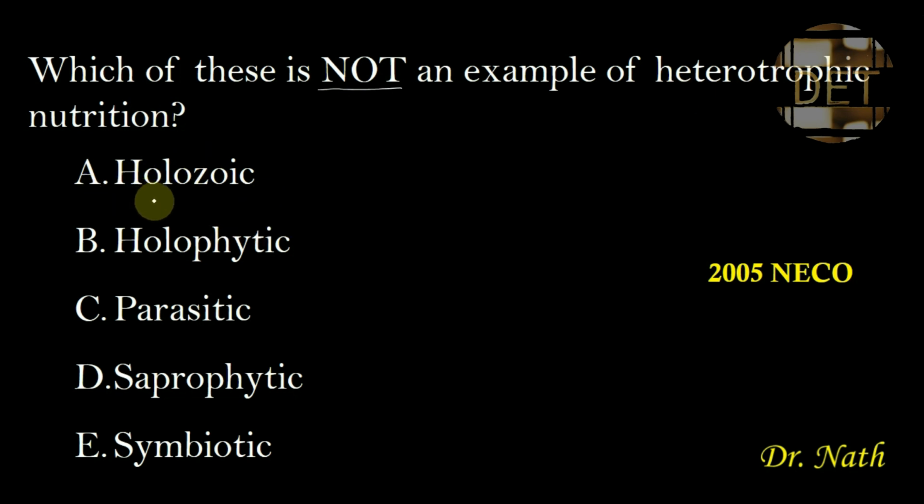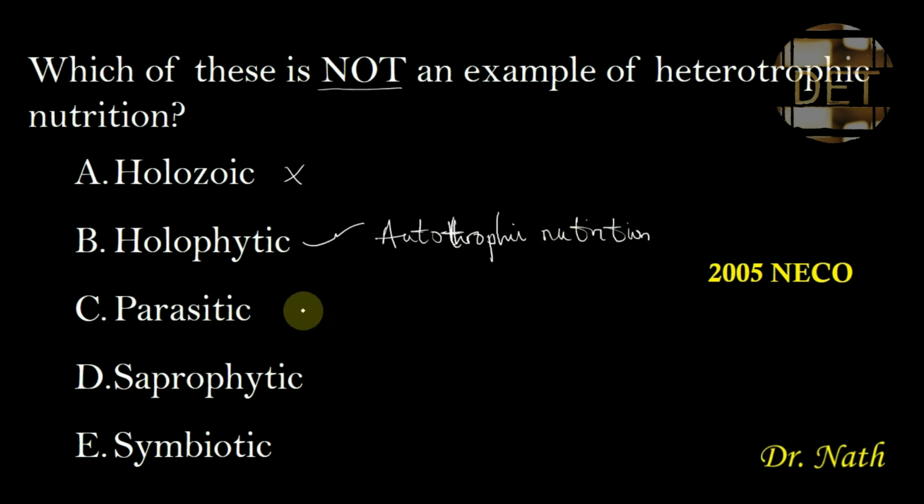Is it holozoic? It is not. Holozoic nutrition is a type and an example of heterotrophic nutrition. Is it holophytic? Yes. Holophytic is not an example of a heterotrophic nutrition. Holophytic nutrition is also called autotrophic nutrition, and this is the nutrition carried out by organisms that are capable of manufacturing their own food. Examples are algae and green plants.